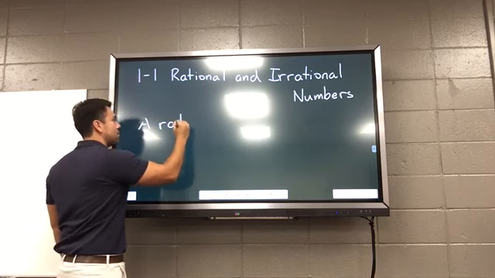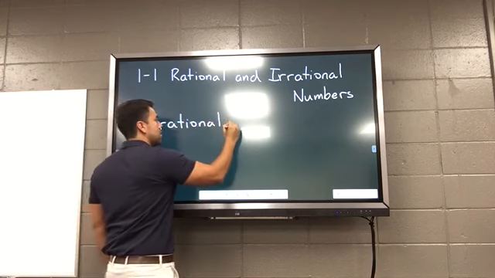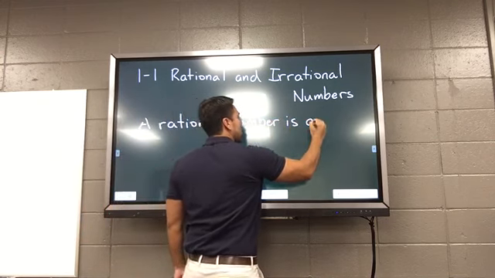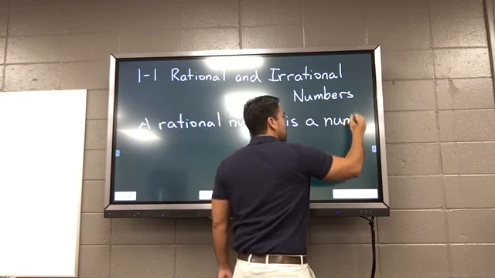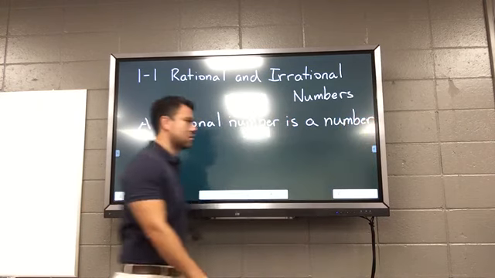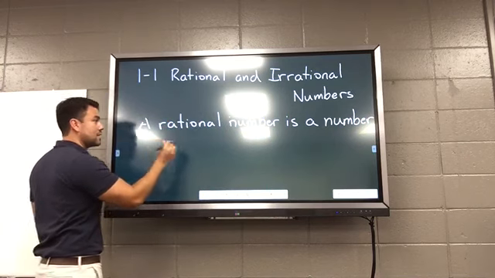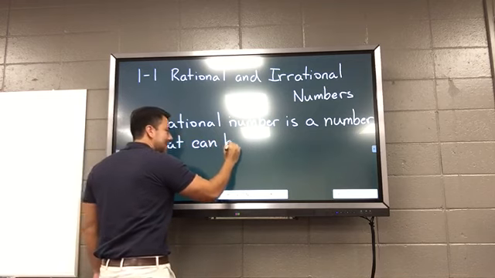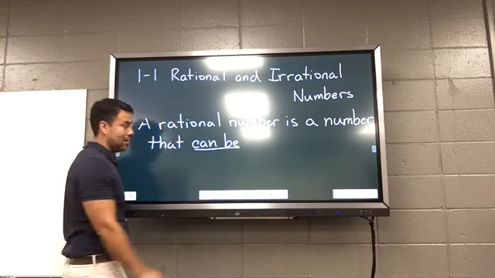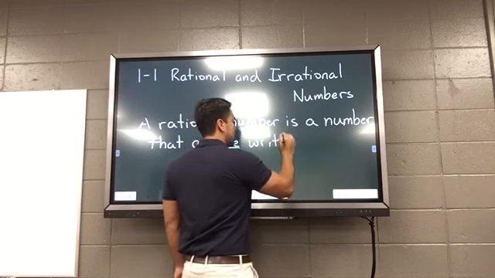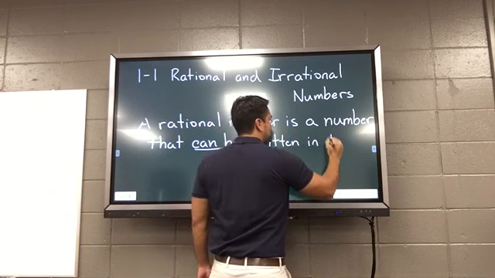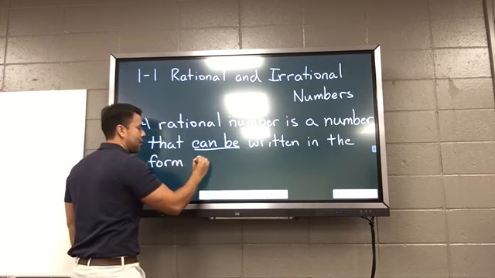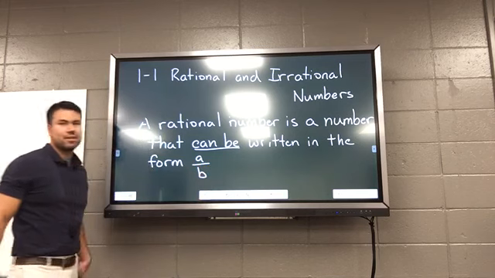A rational number is a number, and I'm going to emphasize some parts so that you can really nail this down, is a number that can be written in the form, and then I write A over B.